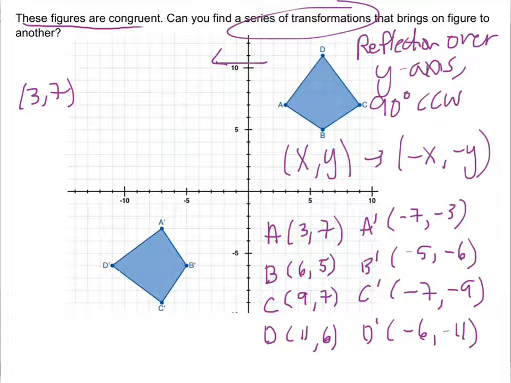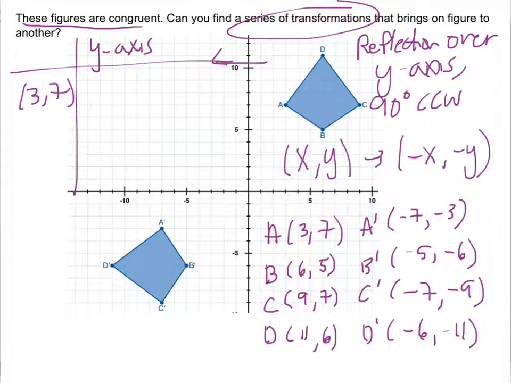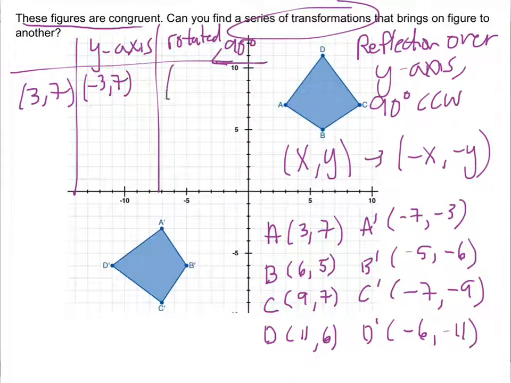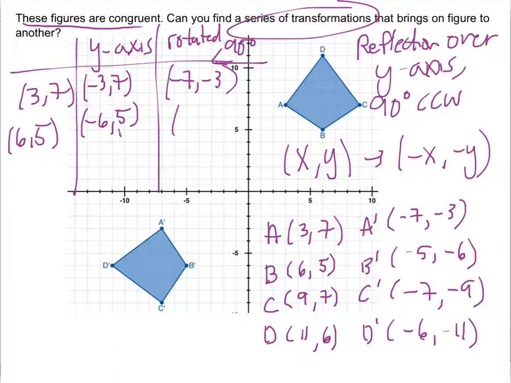If I reflect it over the y-axis, let's make a little chart here. This would become -3, 7. And then if I rotated 90 degrees, that would switch those around and make the x one negative, and that would get me exactly where I want to go. Let's try it with one more point here. If I flipped it around the y-axis and then rotated it, that would get me those coordinates. They would be switched around and both be negative.